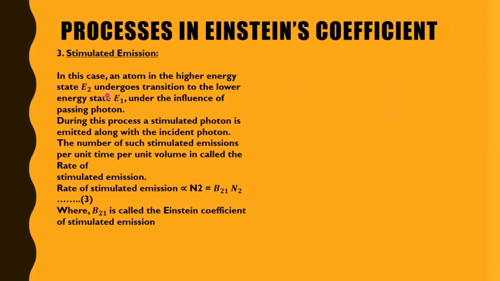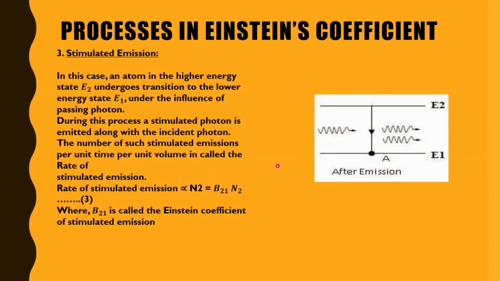That means it will move from E2 to E1, but a photon will get influenced with the process. So during this process, a stimulated photon is emitted along with the incident photon. That means another photon will also occur. The number of such stimulated emissions is known as the rate of stimulated emission. Here the formula is N2 is equal to B21 N2, where B21 is the Einstein coefficient of stimulated emission. That means it is moving from E2 to E1. Here one stimulated photon is emitted with an incident photon.